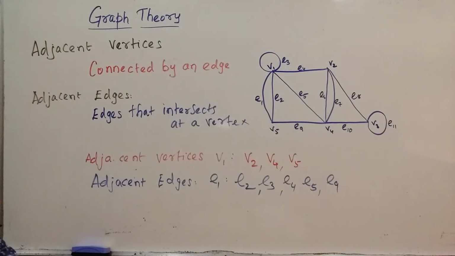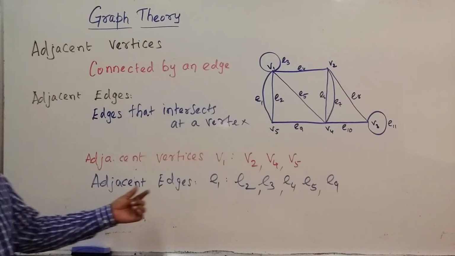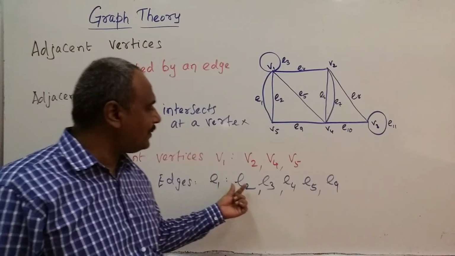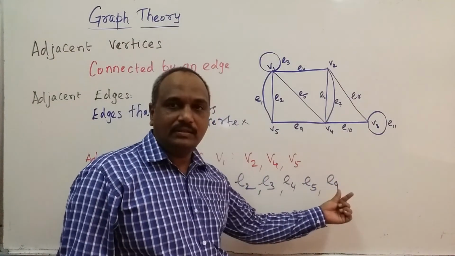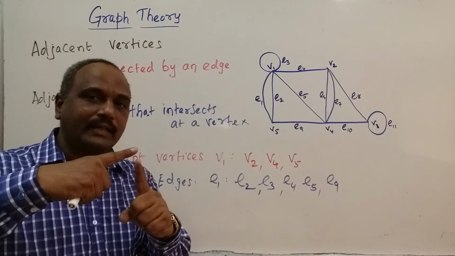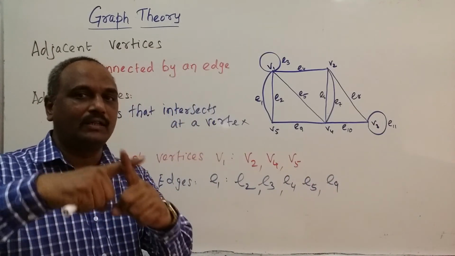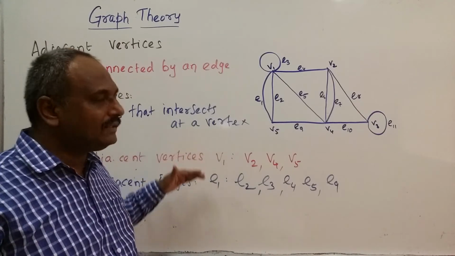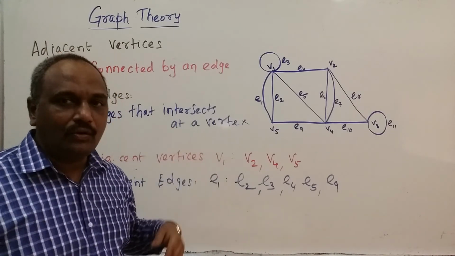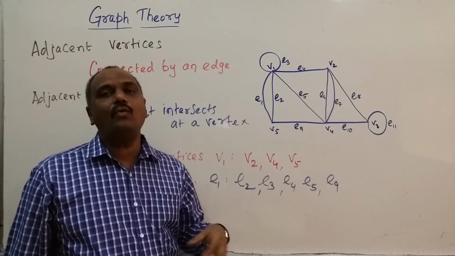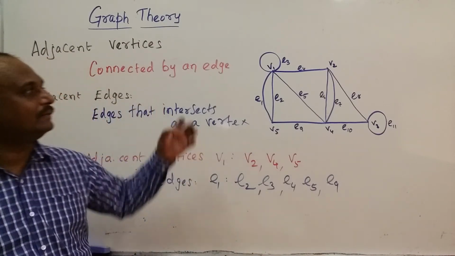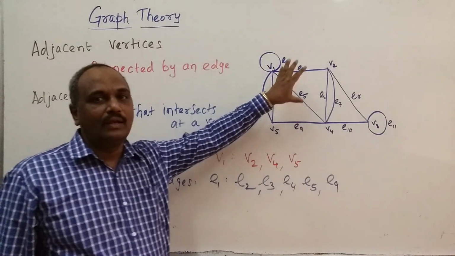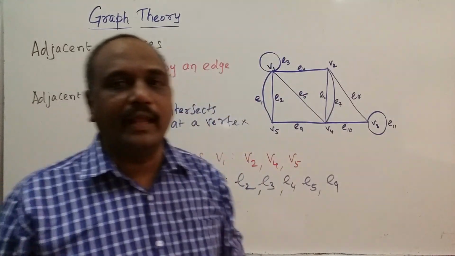So for adjacent edges, I take an edge and compare it with the other edges where they are intersecting at one vertex. Now using this idea, in the next video we are going to discuss how we can represent the graph. Representation of graph we are going to discuss in the next video.